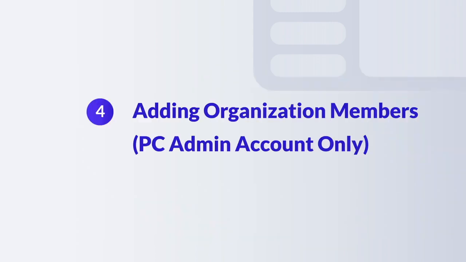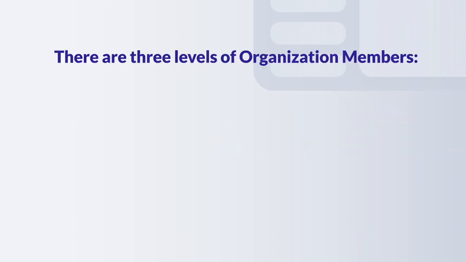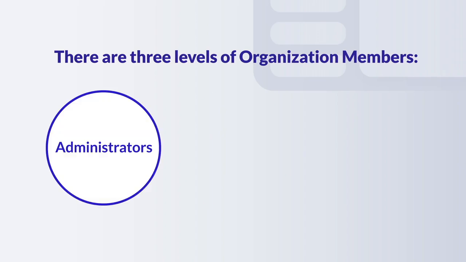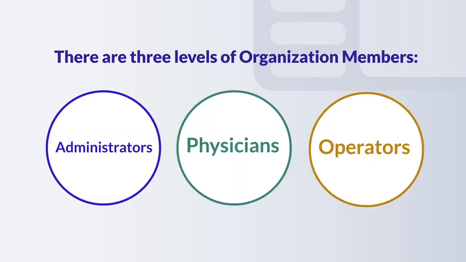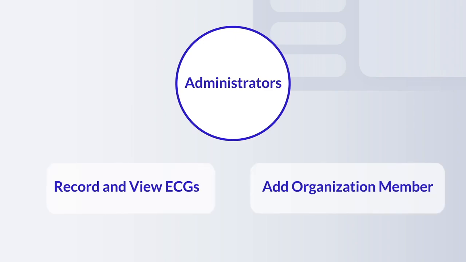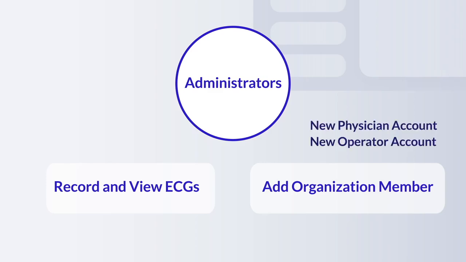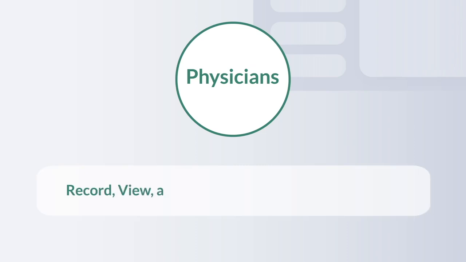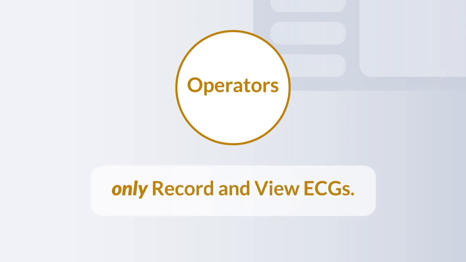Step 4. Adding organization members, PC admin account only. There are 3 levels of organization members: administrators, physicians, and operators. Administrators have the ability to record and view ECGs and can also add organization members, new physician account or new operator account. Physicians have the ability to record, view, and finalize all ECGs in the dashboard. Operators may only record and view ECGs.